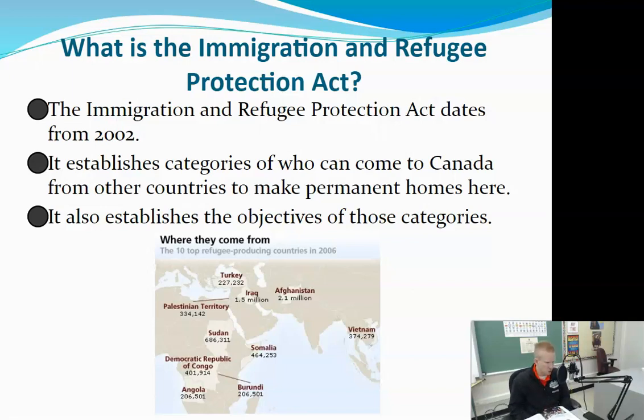At the bottom here, looking at the little map, this is from 2006, so a while ago here, but just different places where refugees have come from in the past. Almost all of those, actually all of those, have to do with war.